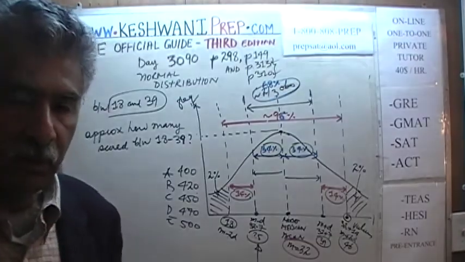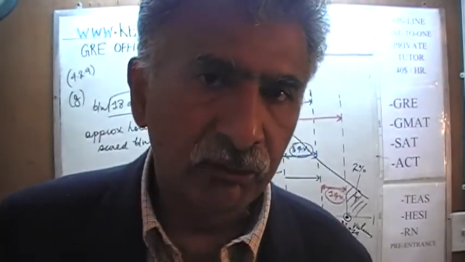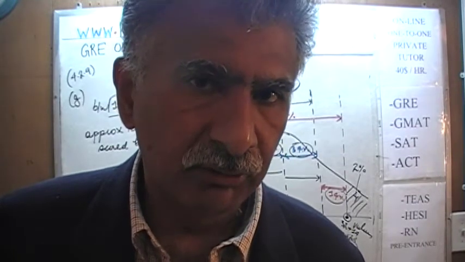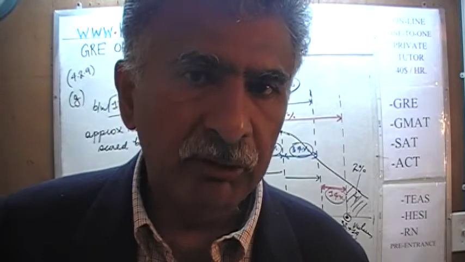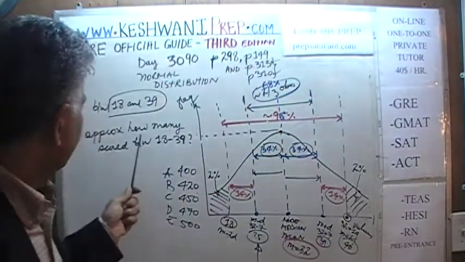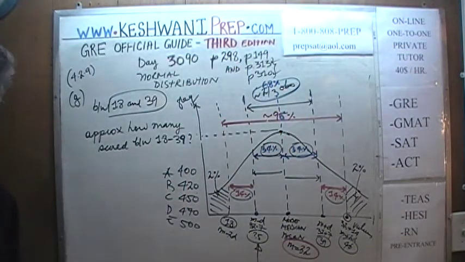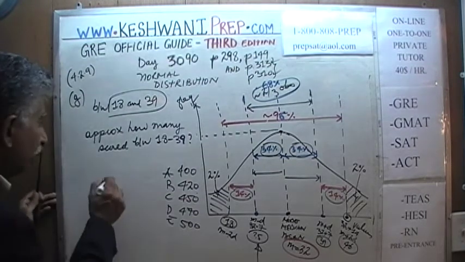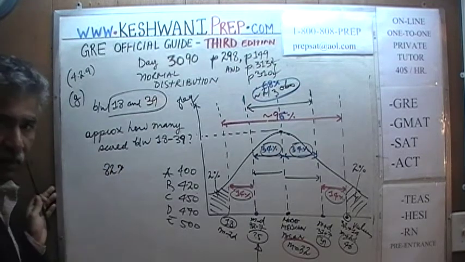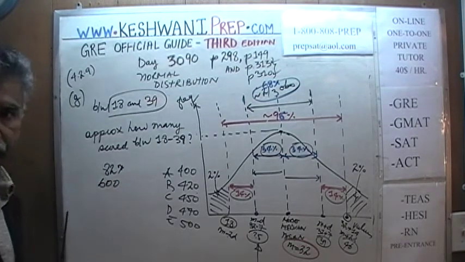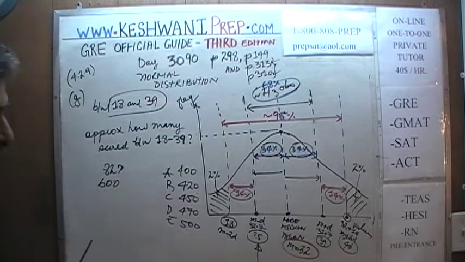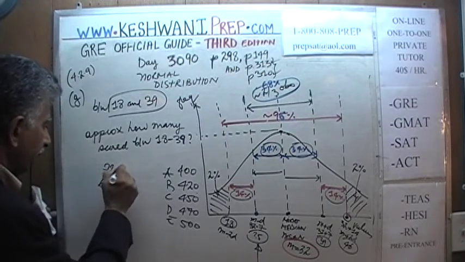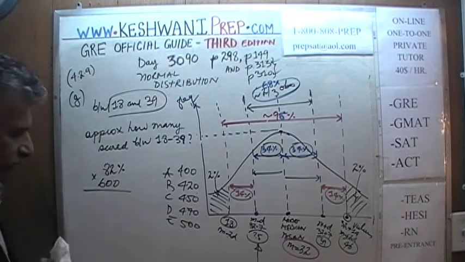So here's what they tell you: the exam was given where the scores were normally distributed with a mean of 32 and a standard deviation of 7. How many students approximately scored between 18 and 39? In order to answer this question, we first have to do the work that we just did a second ago, and we know it's 82% odds. And we know that 600 people took the exam. So we have to figure out 82% of 600.